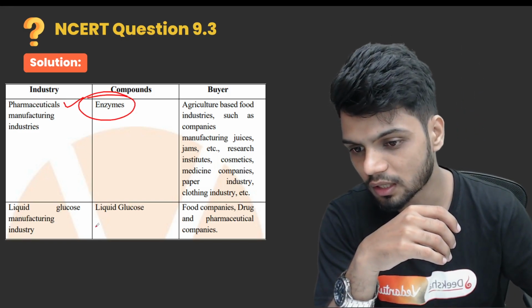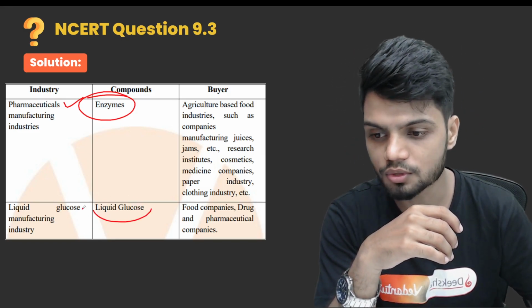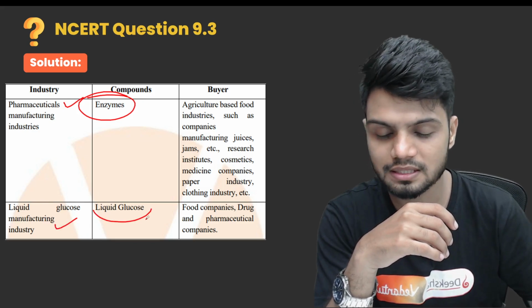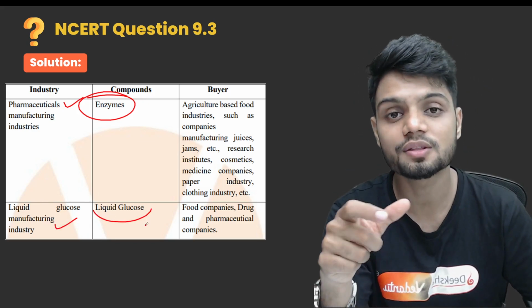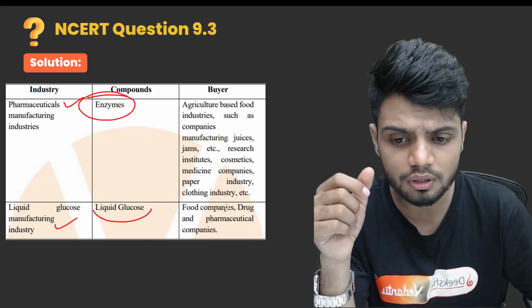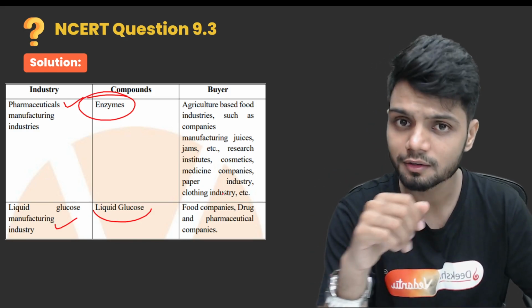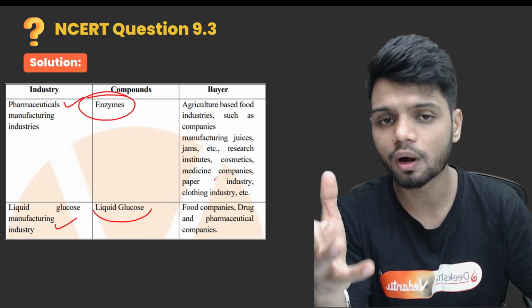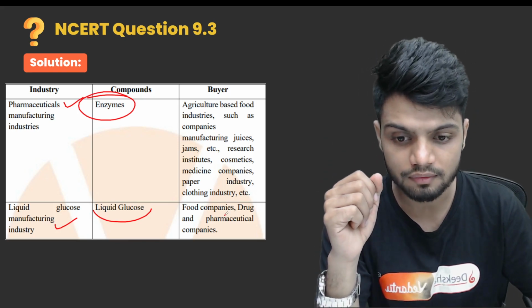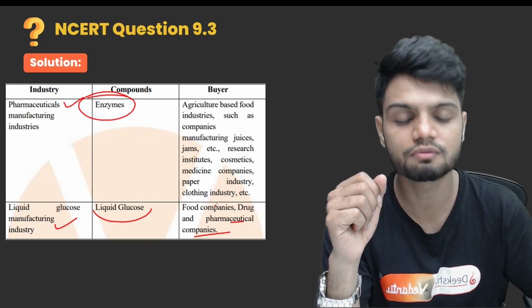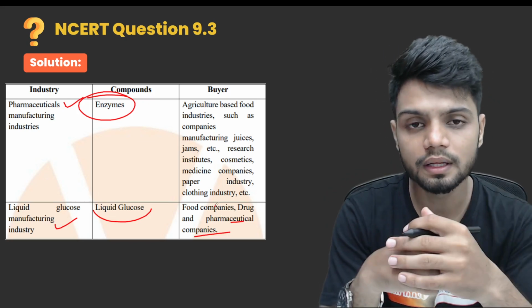Then we have liquid glucose, that is, the liquid glucose manufacturing industry. We're not naming an industry, we're using a generic name here. Now the food companies need glucose, as I told you, like Glucon-D, or Parle-G biscuits. They require glucose in their food material. Then we have drug as well as pharmaceutical companies which make use of liquid glucose.